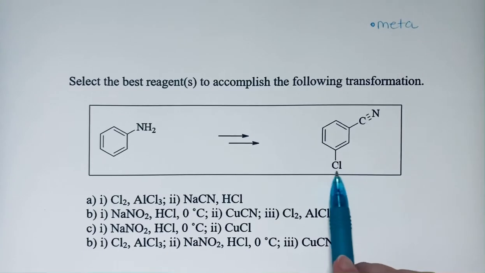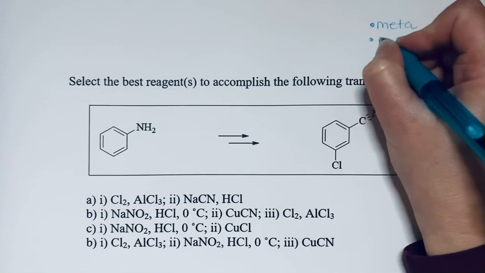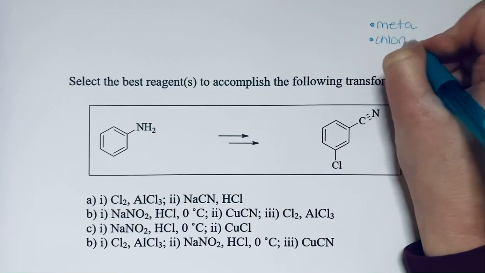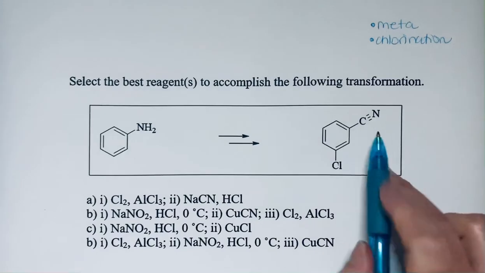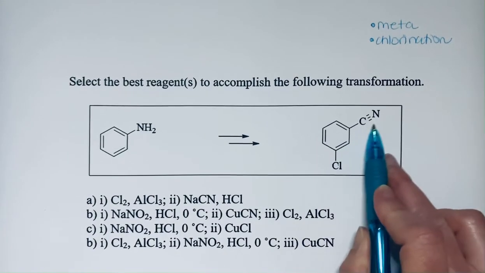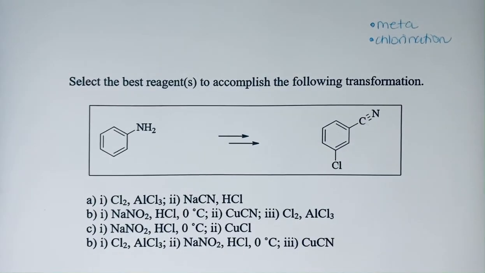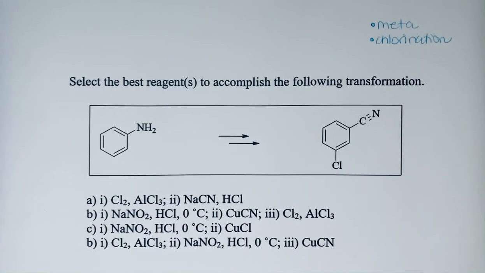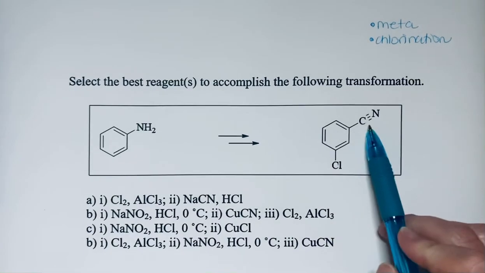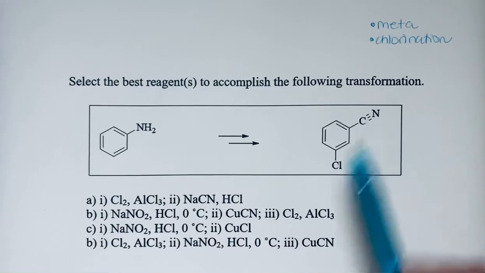So let's go for the obvious first. We see a chlorine on here. We have to do chlorination at some point. The nitrile may not be as obvious. There's not a direct EAS reaction that we can do to add that on there, but we can add it via the Sandmeyer chemistry. So that's taking a diazonium salt and treating it with a copper salt. So in this case, it would be copper cyanide.